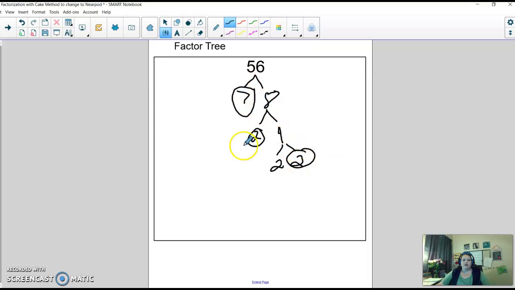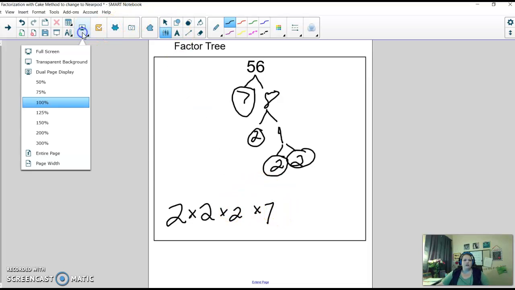So now I have to take all of the numbers that I have circled and write them down. 2 times 2. Oh, there's the third reason. If you forget to circle a prime number, then your answer is going to be wrong. So the prime factorization of 56 using the factor tree method is 2 times 2 times 2 times 7. Let's try it Ms. Dean's way.